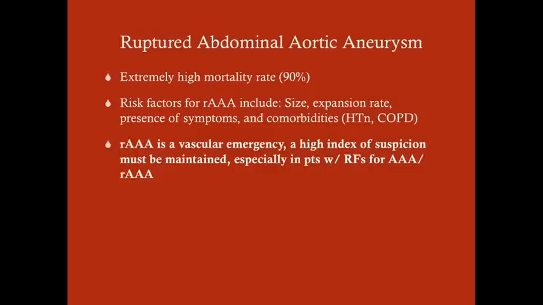The risk factors for ruptured abdominal aortic aneurysm include, well, you obviously have to have an abdominal aortic aneurysm to begin with, but not all patients were diagnosed. Not all patients go to get their annual exams or to be diagnosed. Some patients don't go into the hospital until it's too late. And so the risk factors include, of course, size, expansion rate, and the presence of symptoms. It also includes comorbidities such as hypertension and COPD. So the ruptured AAA is a vascular emergency. You need to carry a high index of suspicion, and this especially needs to be maintained in patients with risk factors for AAA because we don't always know that the patient has AAA until it ruptures. Remember your risk factors for AAA that I mentioned earlier.